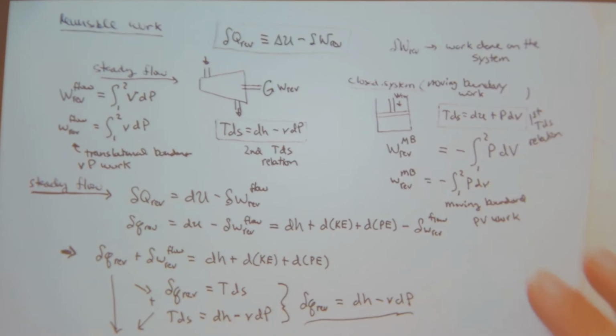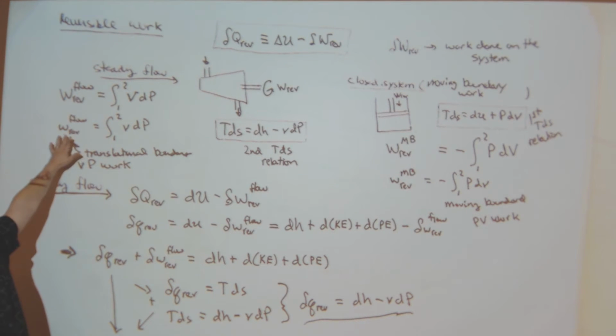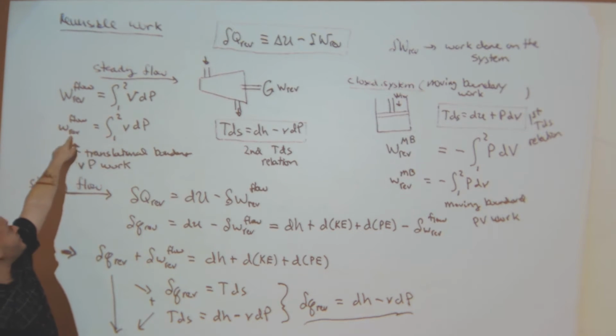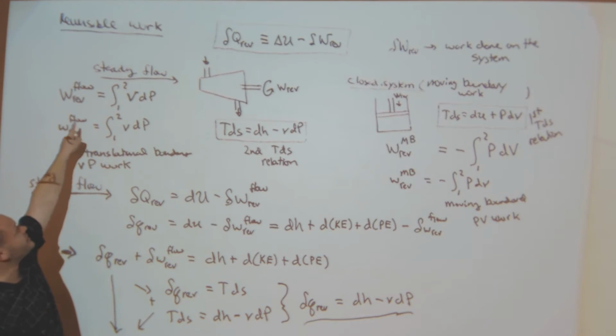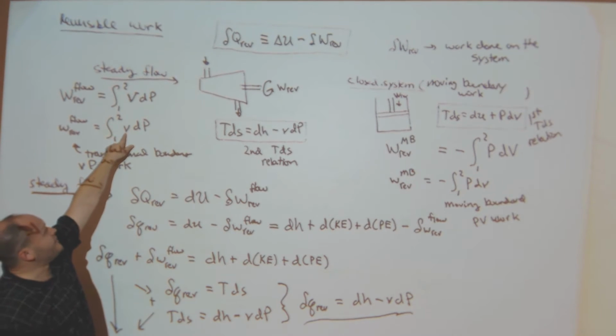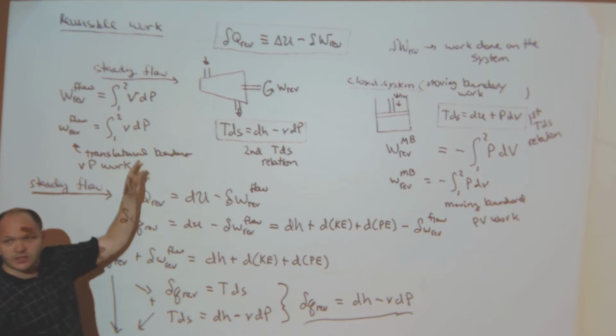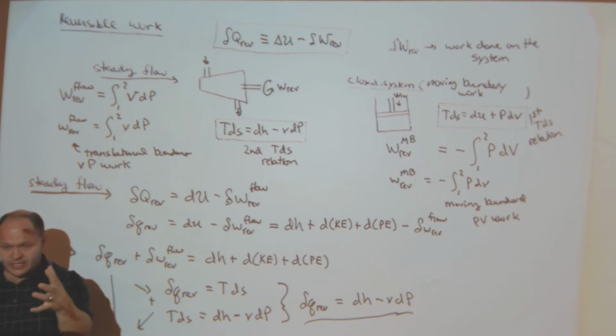Okay, so I kind of want to pick up where we left off last lecture. We're talking about reversible work, and we introduced this idea of reversible work associated with flow. So this small w, I can use big W, right? So I have a VdP.